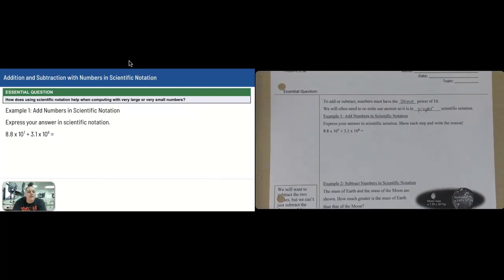Our essential question: how does using scientific notation help when computing with very large or very small numbers?